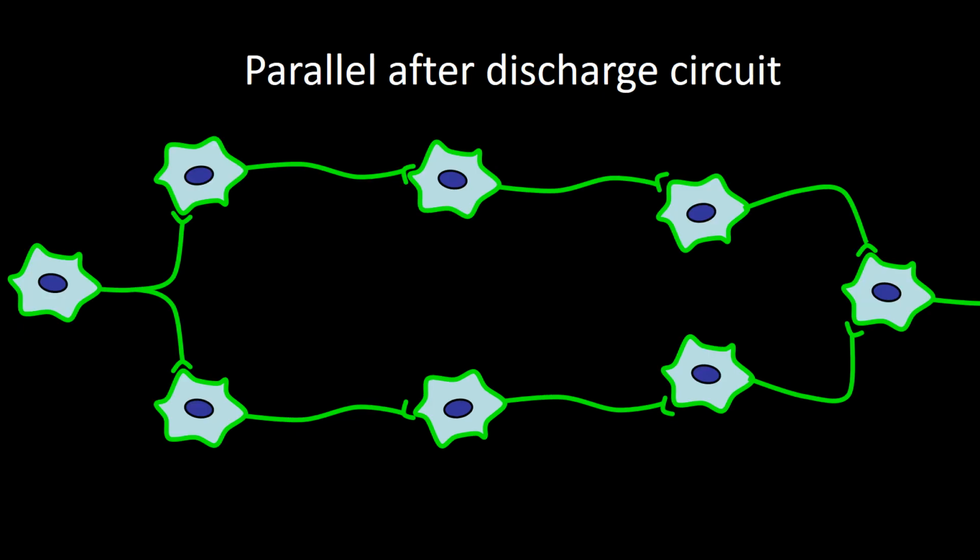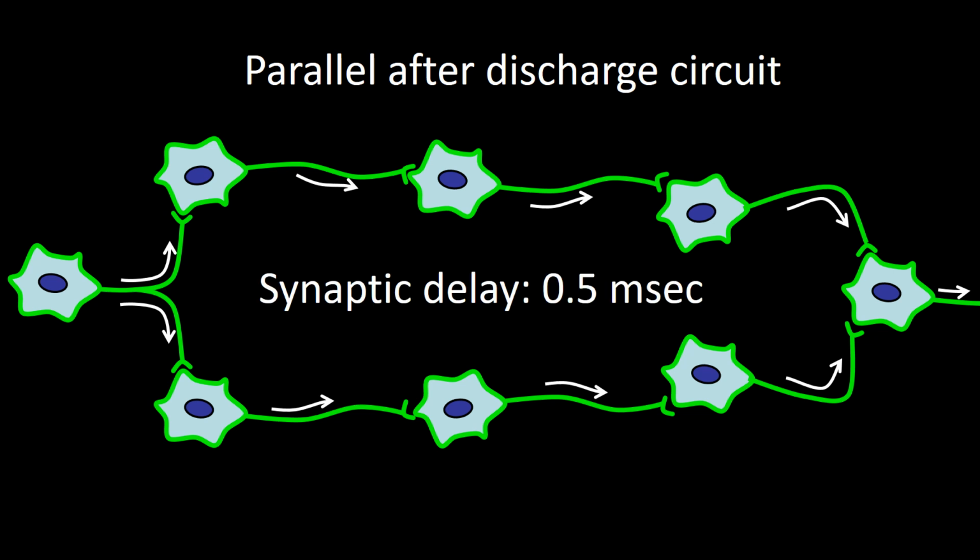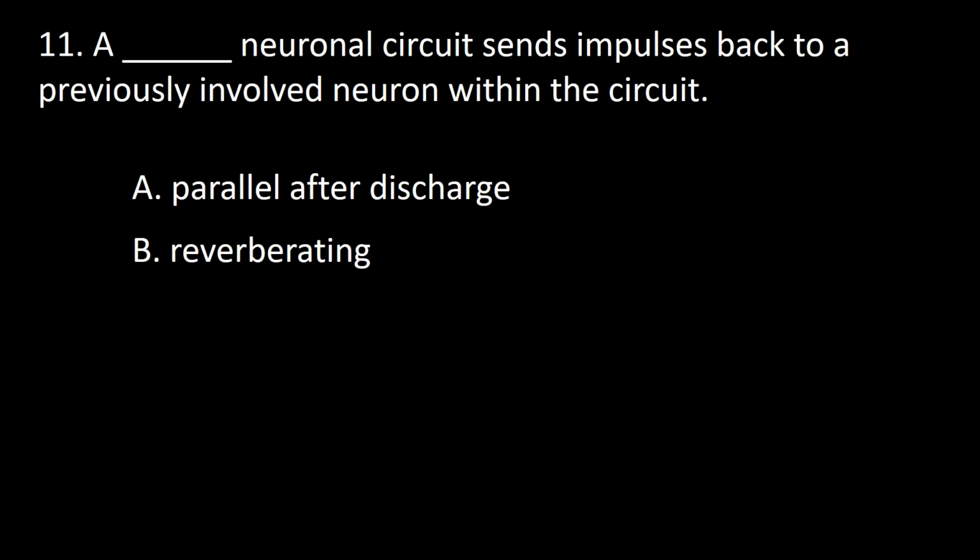In a parallel after discharge circuit, a neuron inputs to several chains of neurons, in this case 2, that converge onto one output neuron. Each synapse in the circuit delays the signal by about 0.5 milliseconds. So the more synapses in a circuit, the longer the delay from the input neuron to the output neuron. This circuit is often used in the brain for problem solving. So the answer to this question is B.